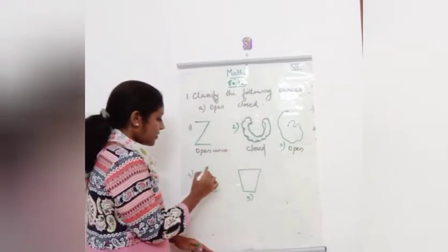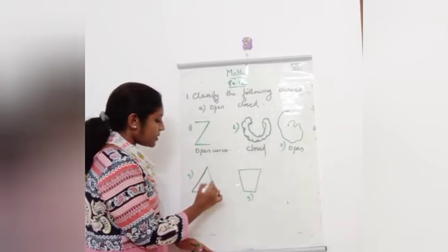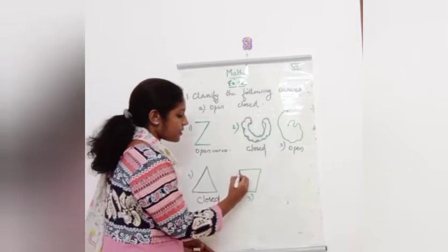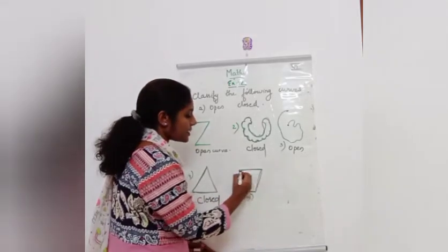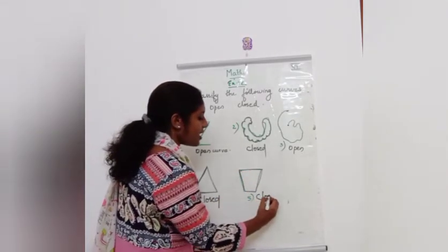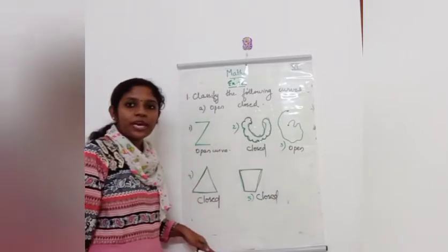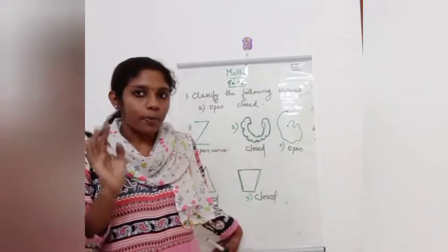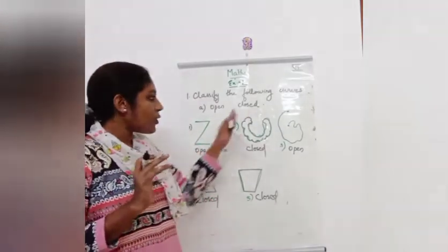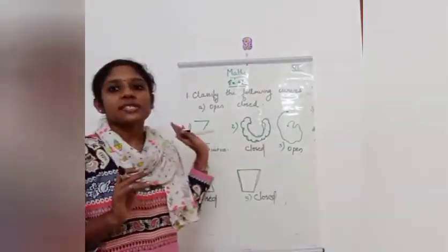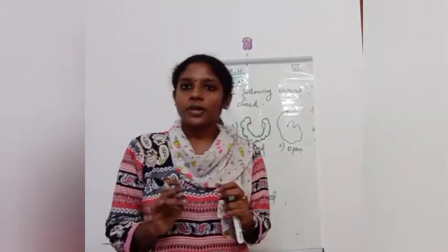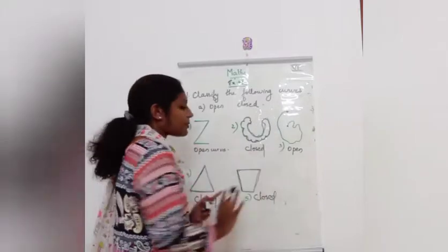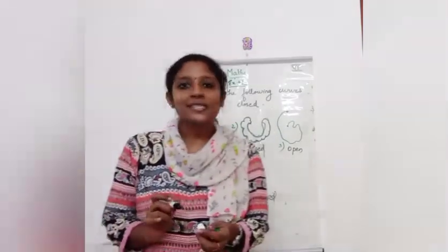Fourth question, you can see it is a triangle. The end points meet, so it is a closed curve. In the fifth question also, you can see the end points meet here, so this is also a closed curve. So where the end points meet it is a closed curve, and where they do not meet it is an open curve. These are all examples of open and closed curves. Two of these are open curves, and all the rest are closed curves because the end points meet.